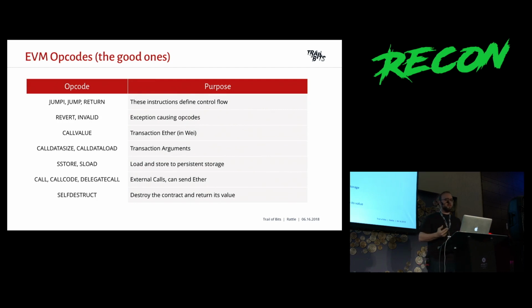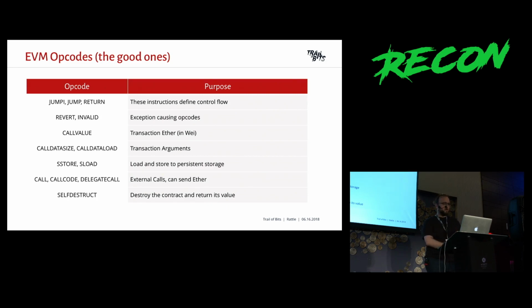There are many EVM opcodes, but not all of them are created equal. Some are better than the others. So the jump, return, they're not security relevant, but they obviously can define control flow. Revert and invalid are exception causing, so they're on the true side of asserts. The interesting ones here are actually call data size and call data load, which are the argc and argv of the Ethereum world. SStore and SLoad manipulate persistent storage.